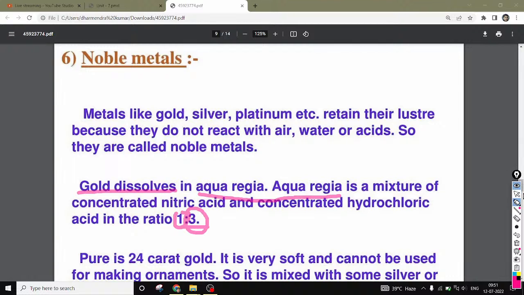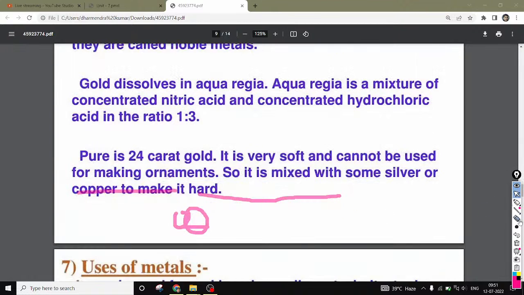And you also know about pure gold, right? I think you have heard that pure gold is 24 karat gold, right? Internationally this is the standard to measure gold. Pure gold is 24 karat. It is very soft and cannot be used for making ornaments, right? So if you are thinking that the gold you are wearing is pure gold, that is not pure gold. Why? Because pure gold is 24 karat and it is very soft and cannot be used for making ornaments.